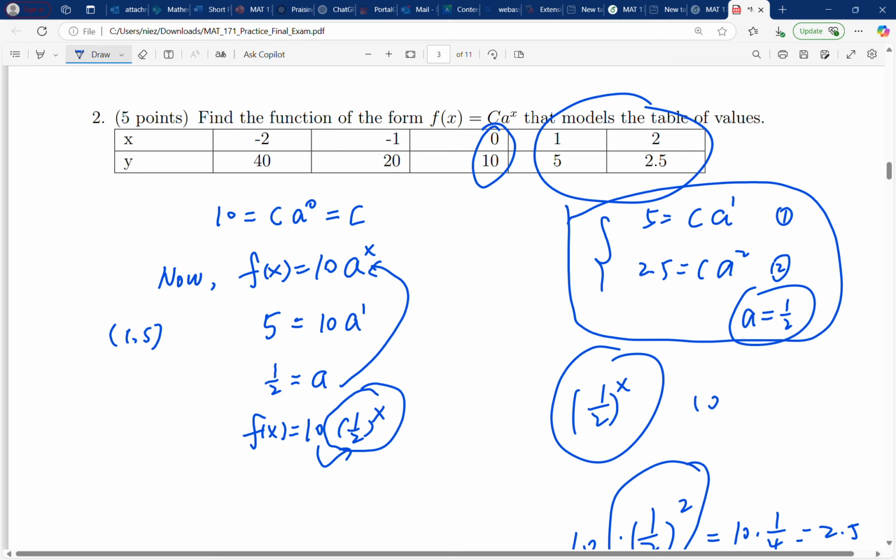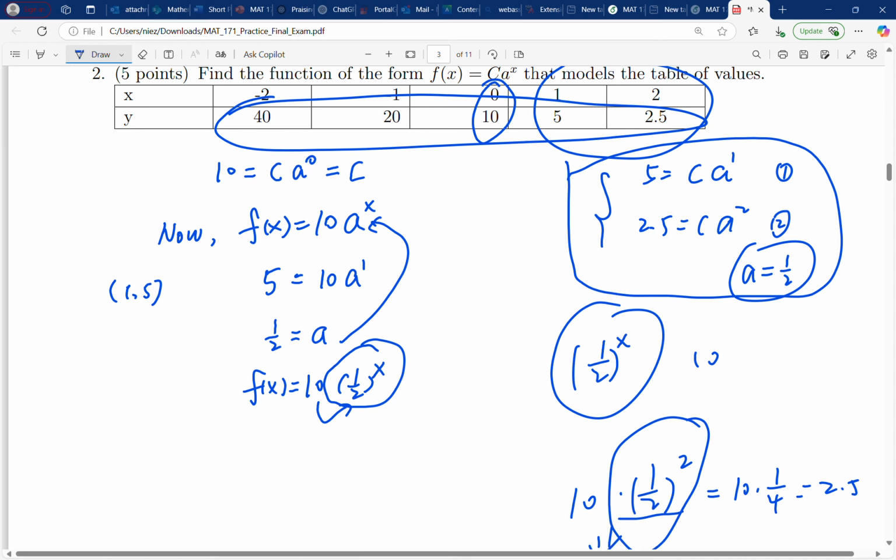If you can find 1/2 this way, that's very good, because this one is a geometric series and the common ratio is 1/2. We didn't cover that, so I didn't use this method, but some of you used that method, which is very good.